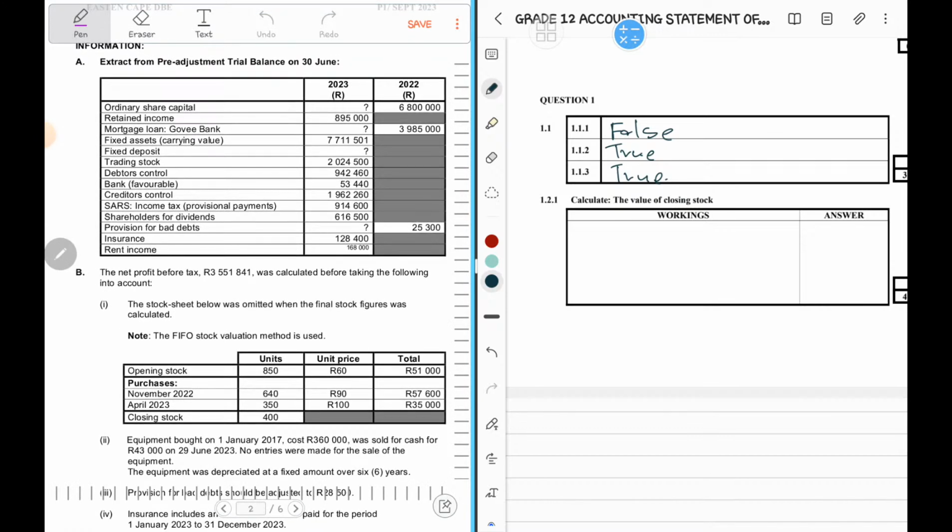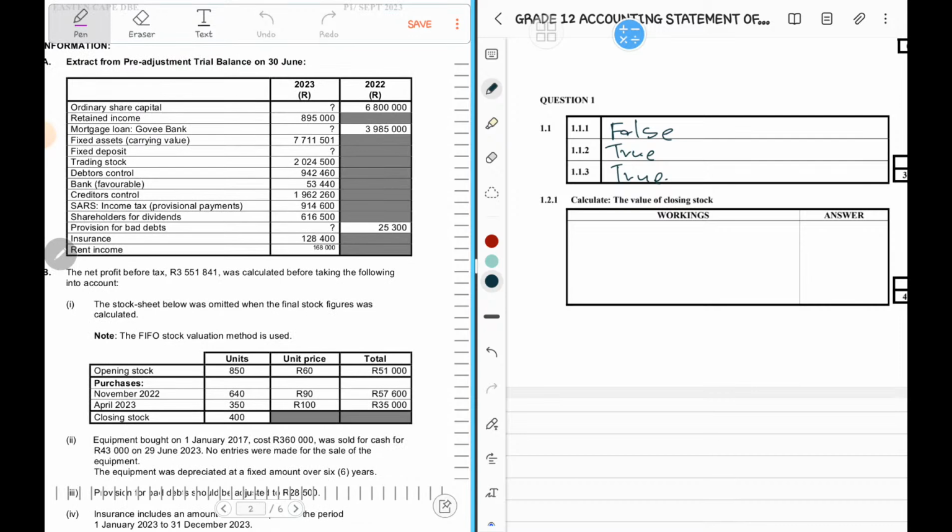So here we are provided with the pre-adjustment trial balance on 30 June. Then we are being told that the ordinary share capital when the year started, which was the 1st of July 2022, was amounting to 6,800,000 rand. Then when the year ended, it's a balancing figure. Obviously we have to find it. Then again we have the retained income at the end of the year, which is 895,000.